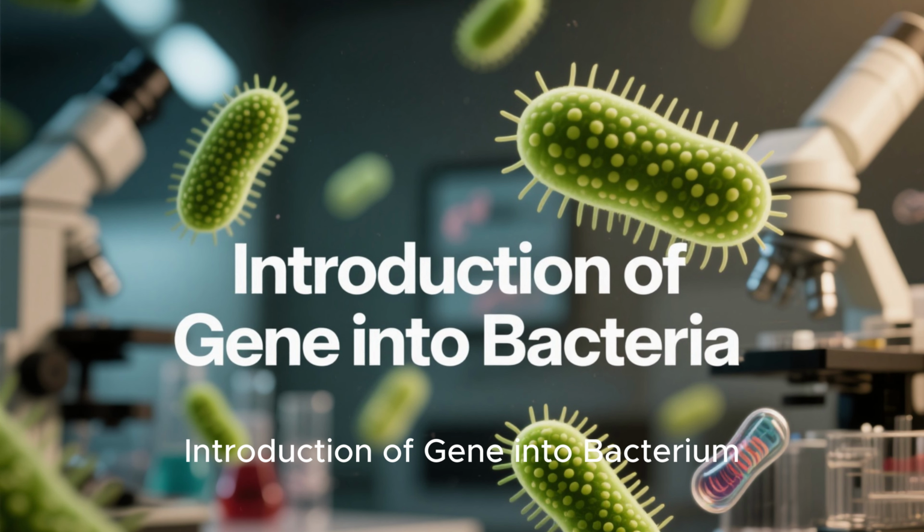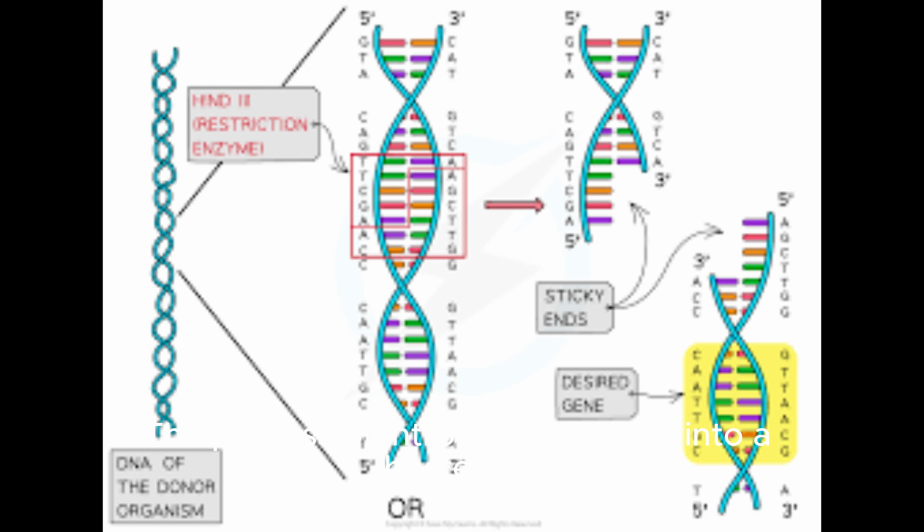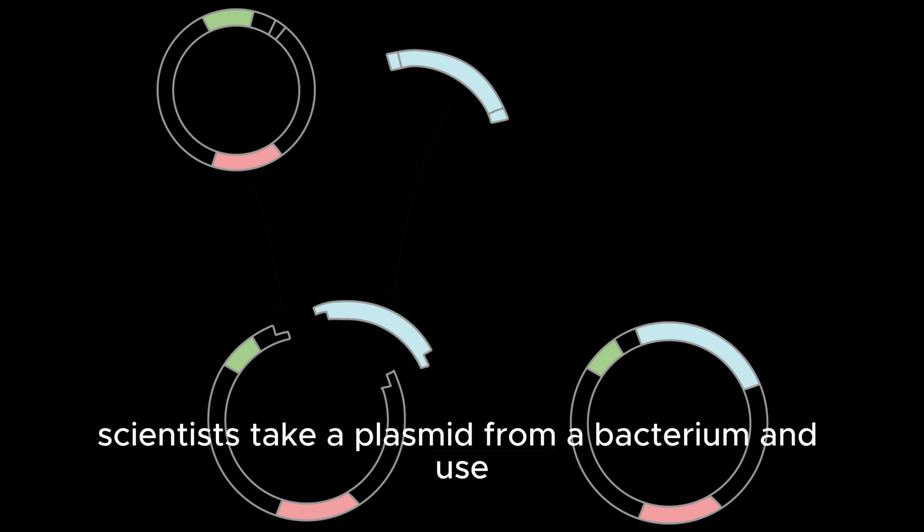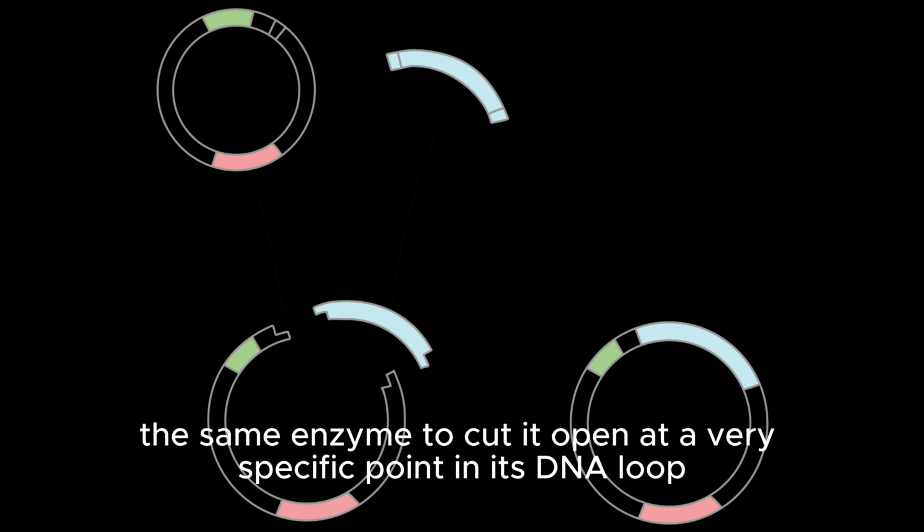Introduction of gene into bacterium. The process of introducing a gene into a bacterium begins with identifying and isolating the gene that codes for the desired protein from the donor organism. Special enzymes, known as restriction enzymes, are used to cut out the gene from the donor's DNA. In the same step, scientists take a plasmid from a bacterium and use the same enzyme to cut it open at a very specific point in its DNA loop.